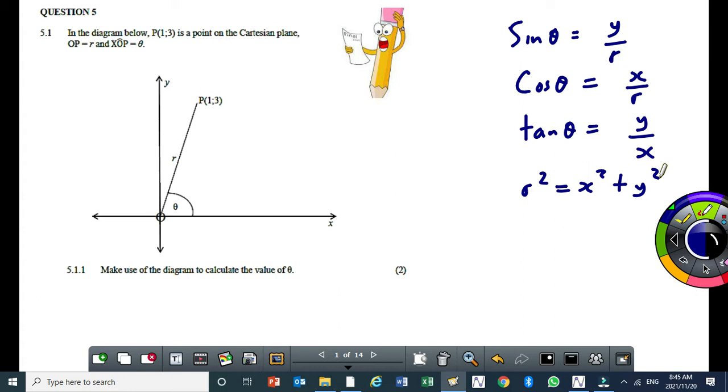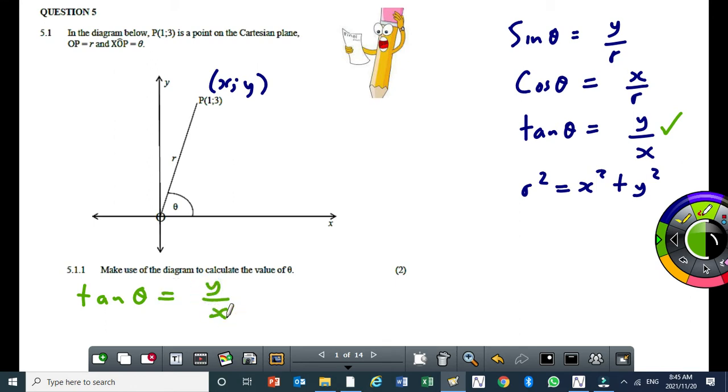Okay? Now, I'm sure you are aware, as I said, that here we have got an x value, we have a y value, which means the trigonometric ratio that we can use is going to be tan, because x is given, y is given, r is not given. I want to encourage you to calculate the value of r so that you can use sine or cos. But if you can't see that you can use tan, then maybe you have to calculate the value of r. But it's not necessary.